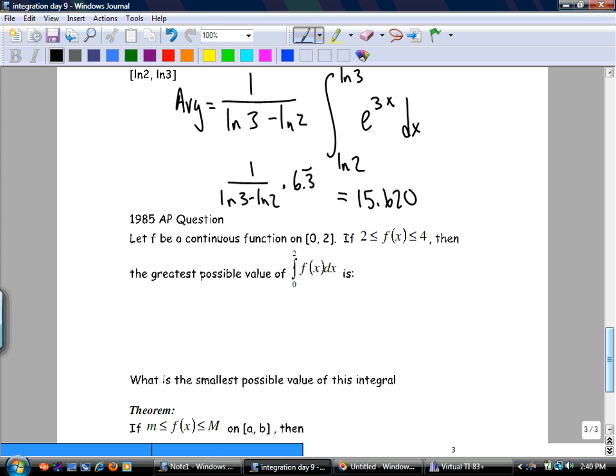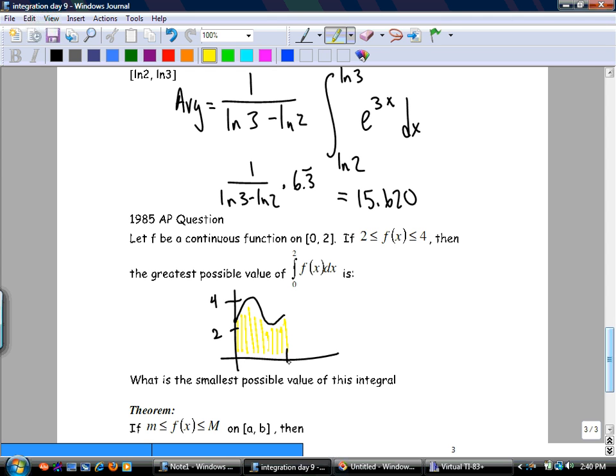This one is off an AP exam, but if you think about what this question is telling you, it's actually not very difficult. The question tells you that the curve starts at 0, and it goes to 2, and it varies between the y values of 2 and 4. Now, it doesn't tell you exactly what it's doing between, but it's going between 2 and 4. So maybe it's doing this. I don't know what it's doing. But it really doesn't matter.